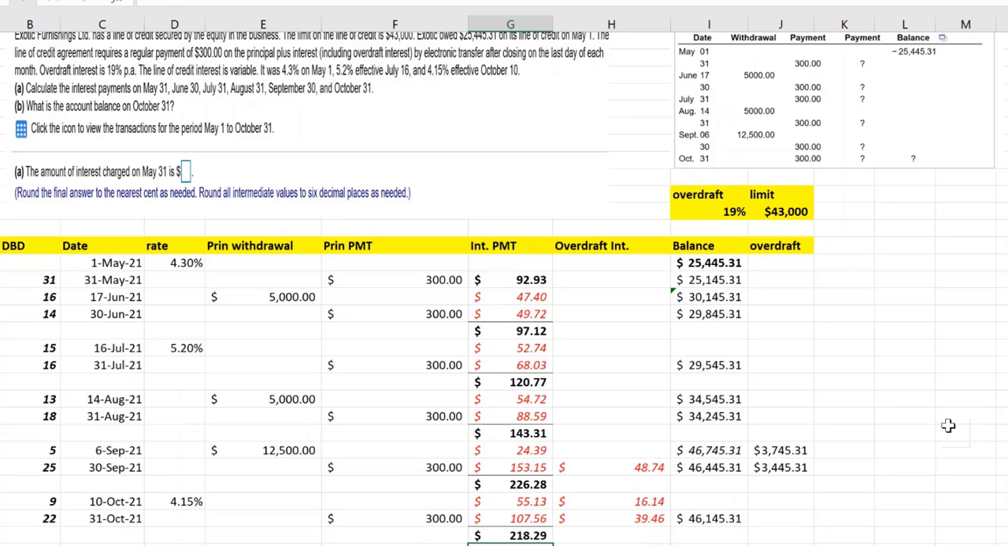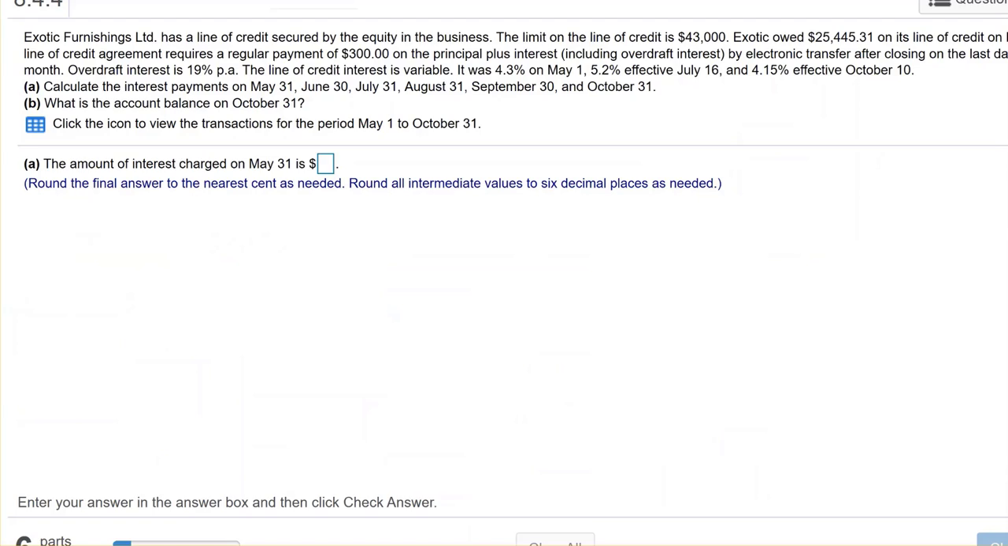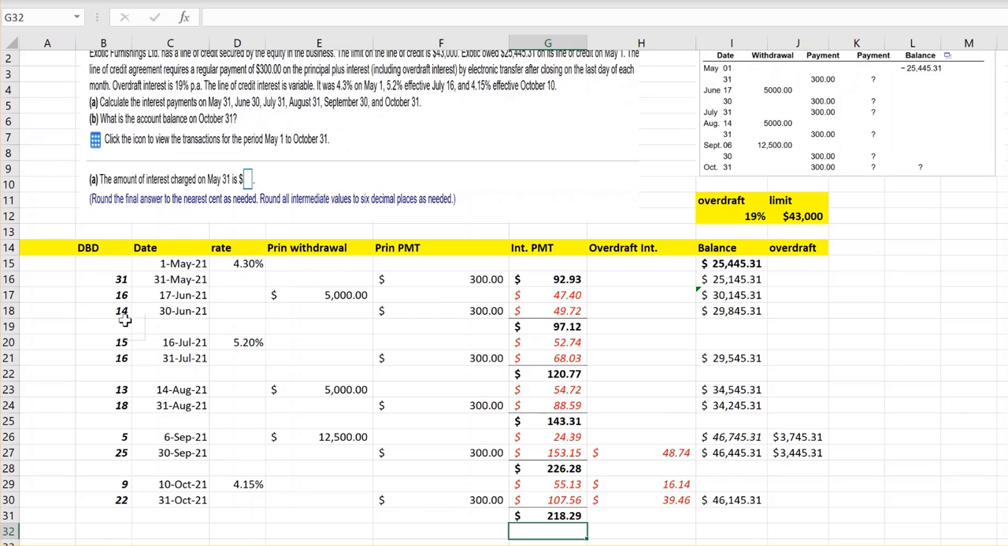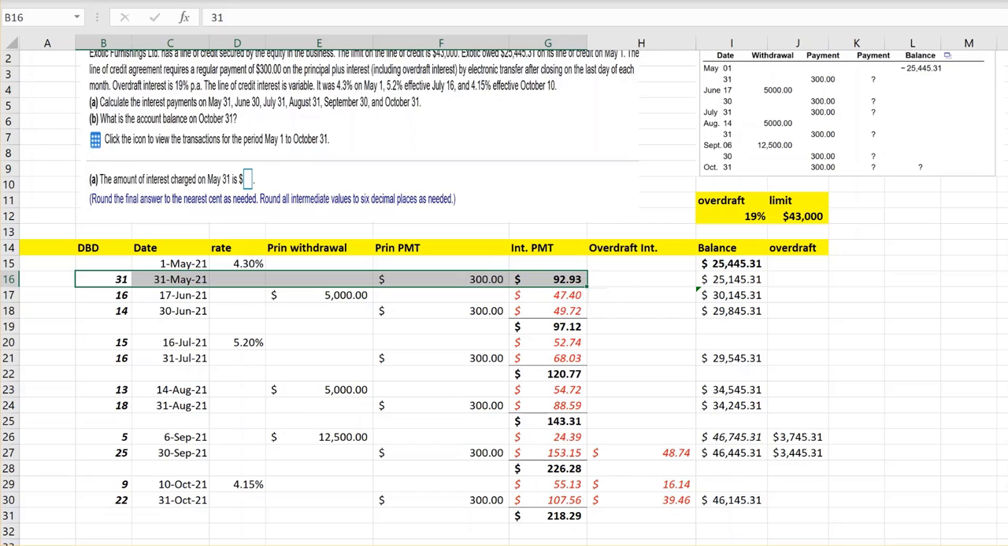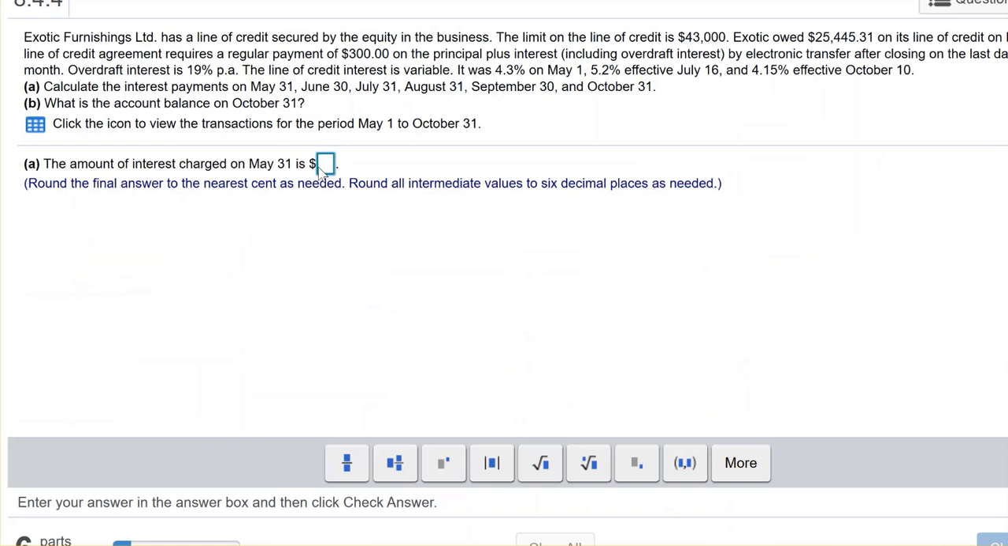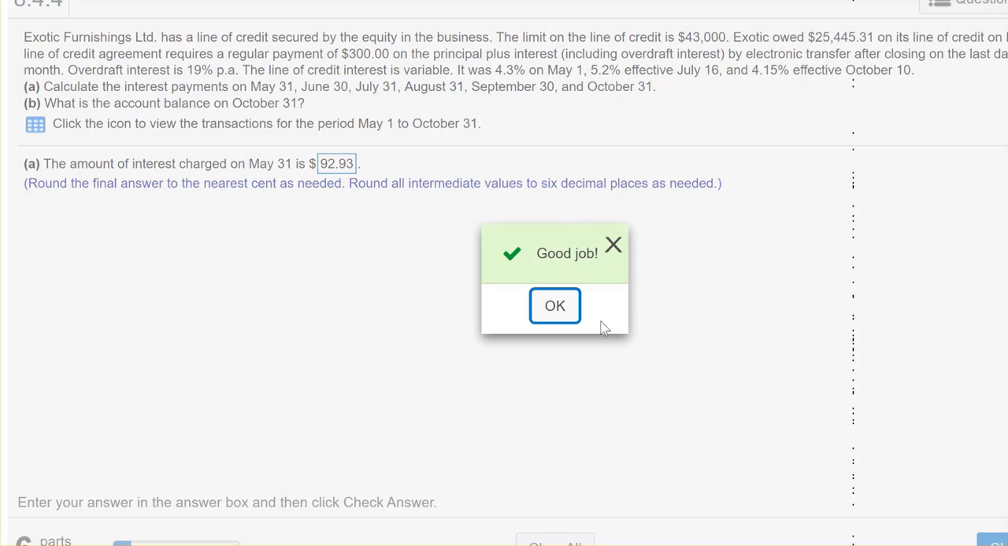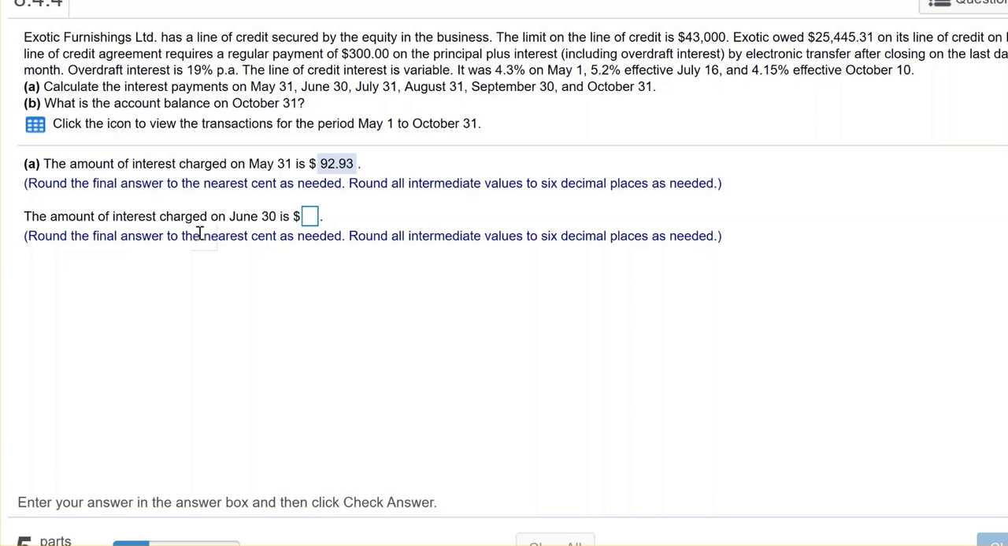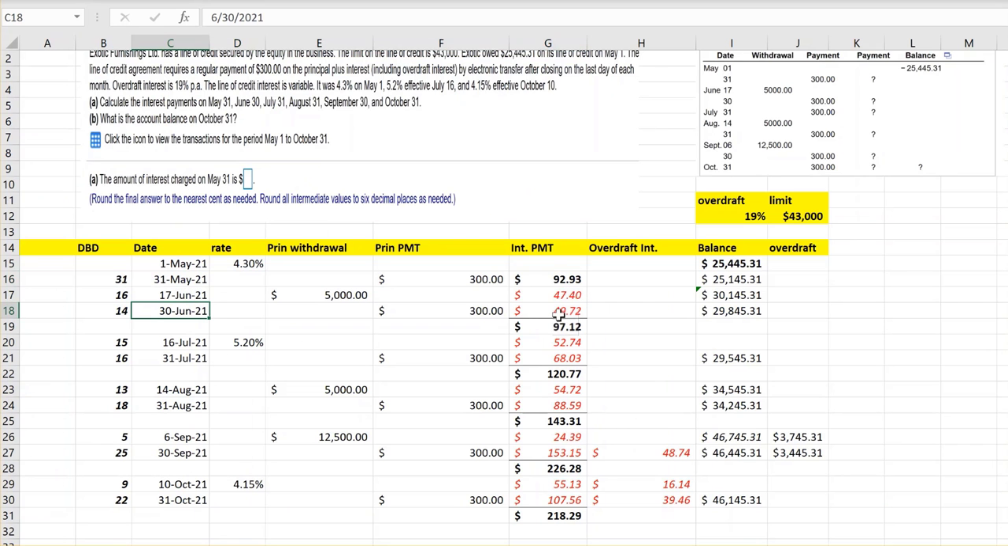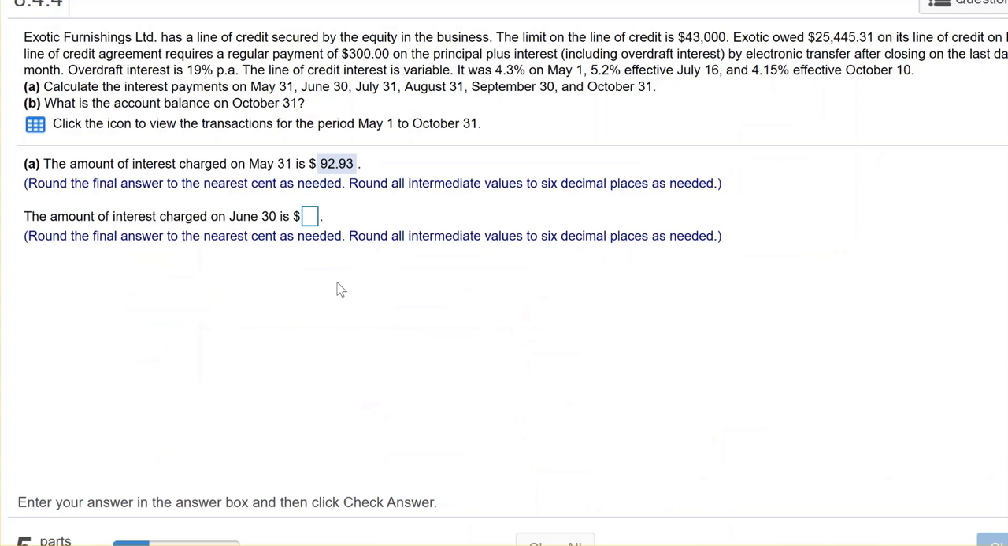So let's go back to our question. Here's our question, the amount charged on May 31st. So let's have a look. May 31st, right there, $92.93. The amount of interest charged on June 30th, so let's go back and look. It's the total of these two, which is $97.12.